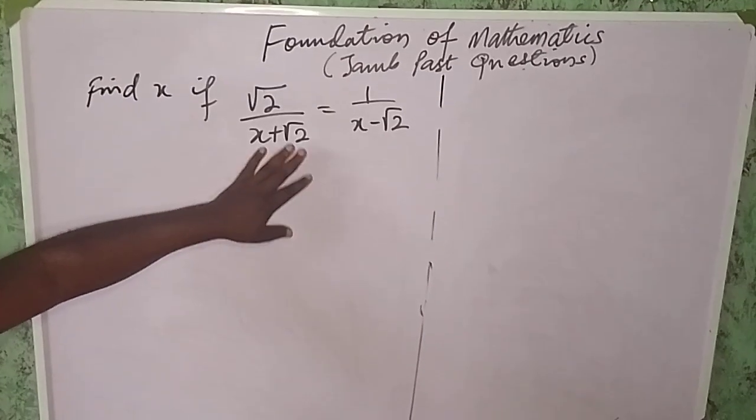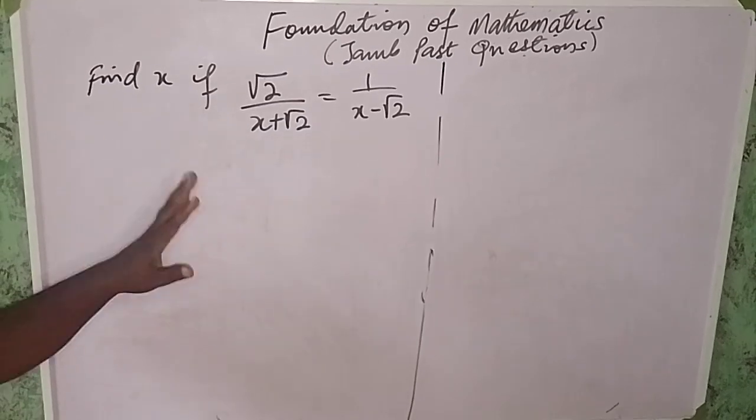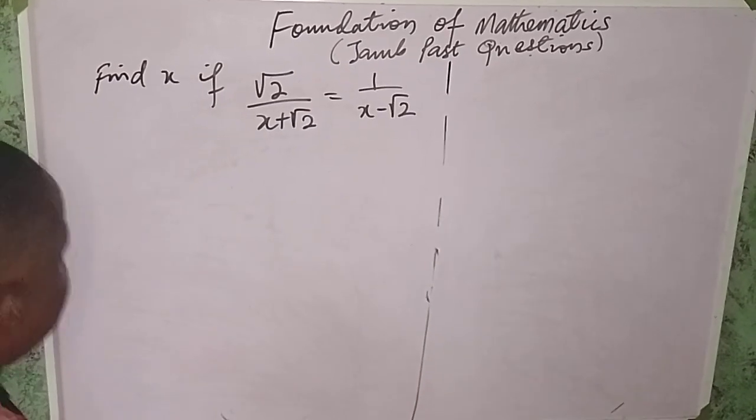Past question. So we are asked to find the value of x if what we have here equals what we have here. Of course, this is a short question. So let's see how we go about this. Solution.